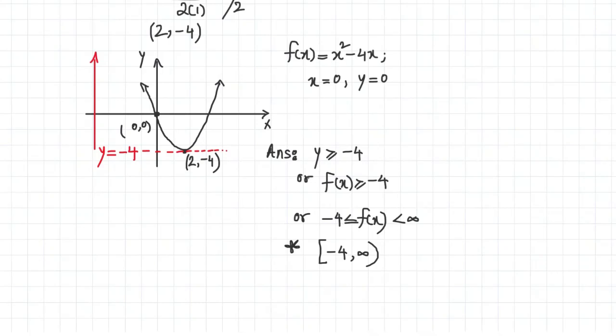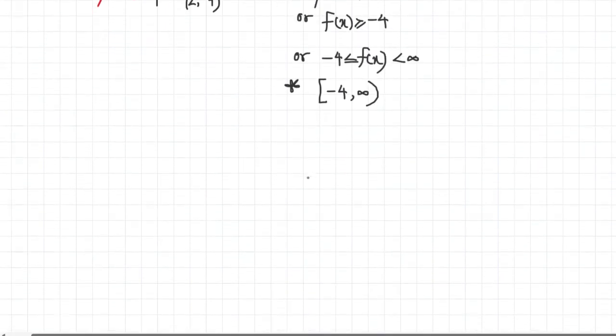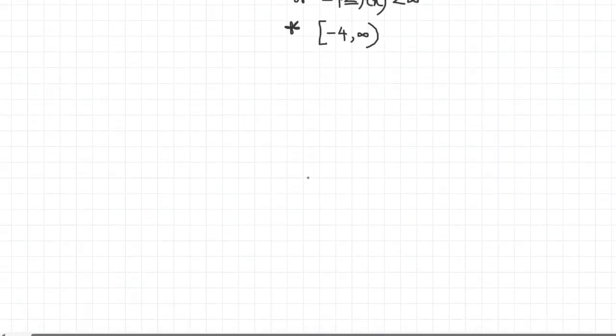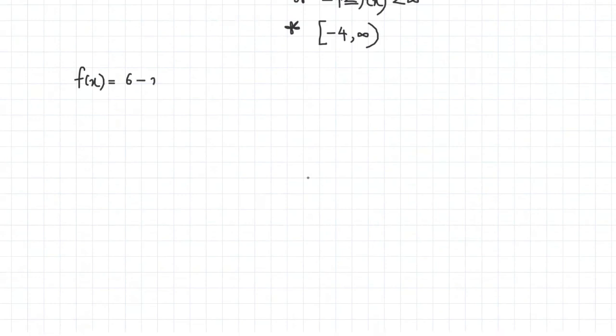Okay, let's take another example. I'm going to write a slightly harder example. So f of x, let's say the quadratic function is 6 minus x squared, right? And I'm going to assign a restricted domain this time. What do I mean by restricted domain? Let's say x is within -3 and 1. So this time it's not all real numbers.